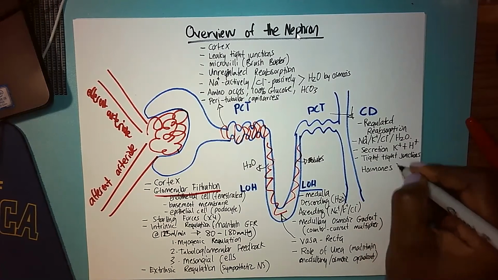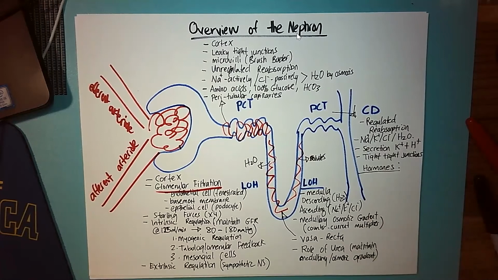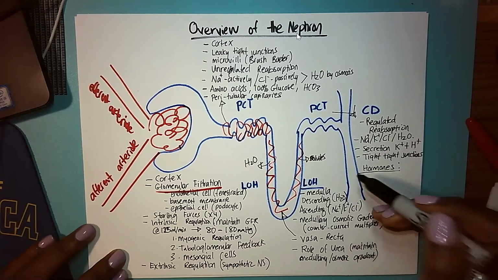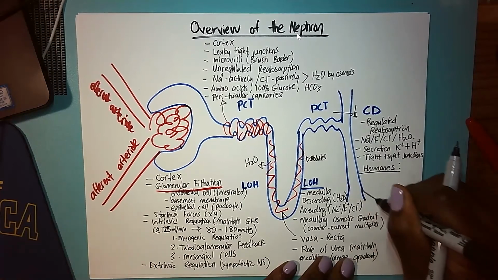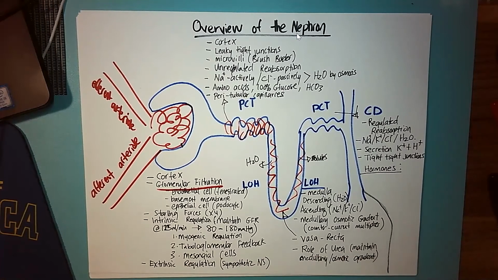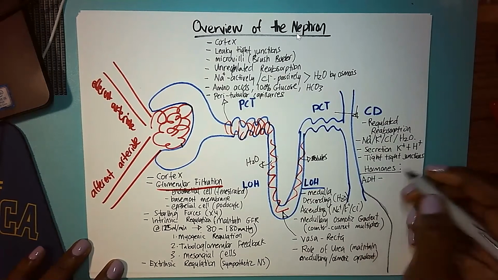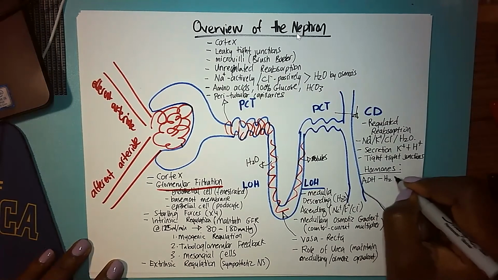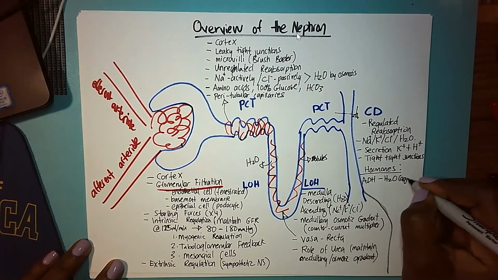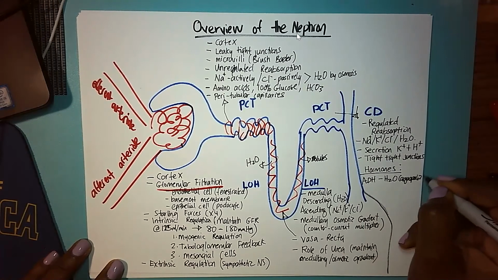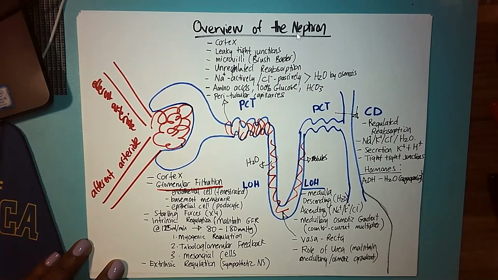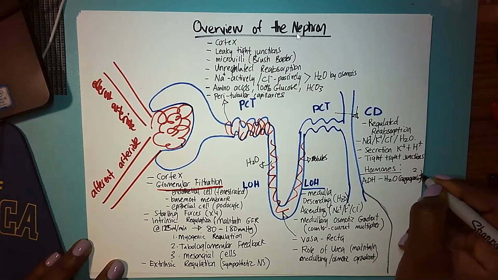Let's talk about the hormones. Because this area is regulated, it's obviously influenced by hormones. Let's talk about the various hormones and what their effects are here. The hormones here are ADH, or vasopressin, antidiuretic hormone, which facilitates water reabsorption. So we have ADH, and this facilitates water reabsorption by inserting aquaporin 2 channels.